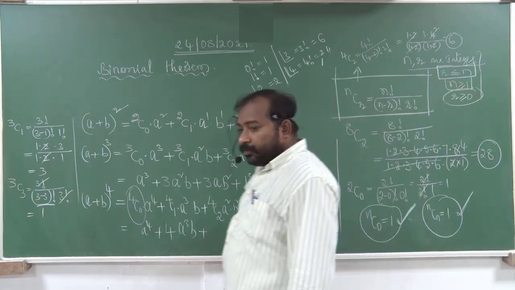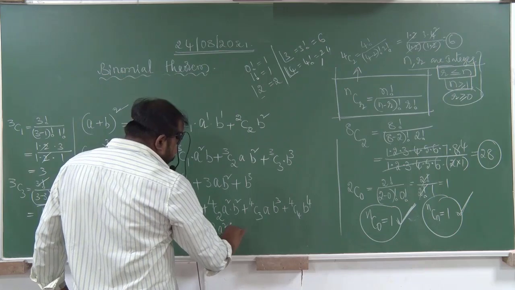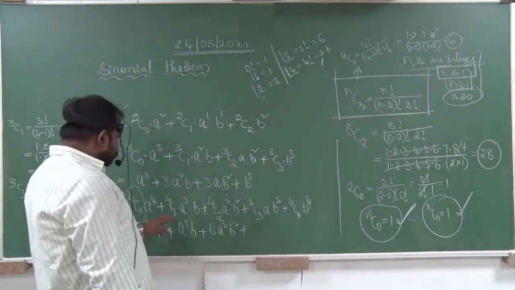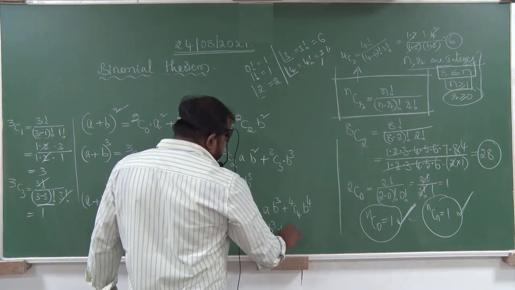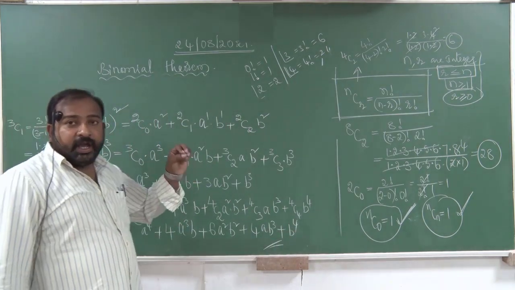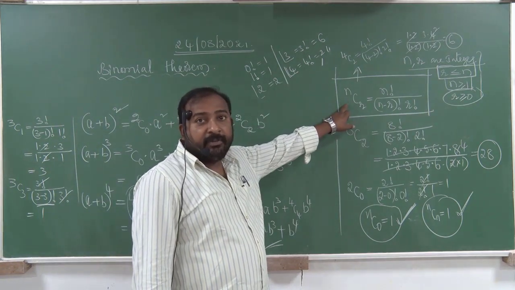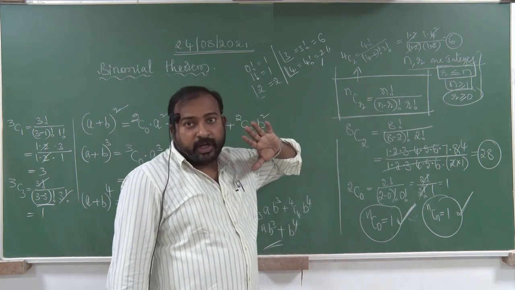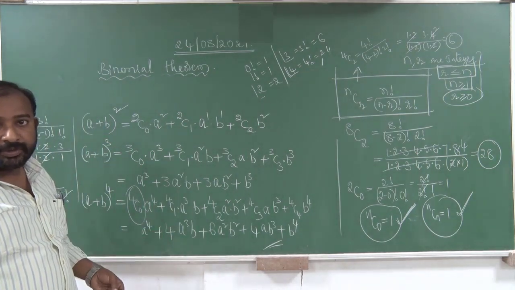So here you get the 4C2 value as 6 into a square b square. The same way, 4C3 value is again 4 only, a b cube, plus b power 4, like this. So with the help of this nCr formula, which is n factorial by (n minus r) factorial into r factorial, we can identify the binomial coefficients.